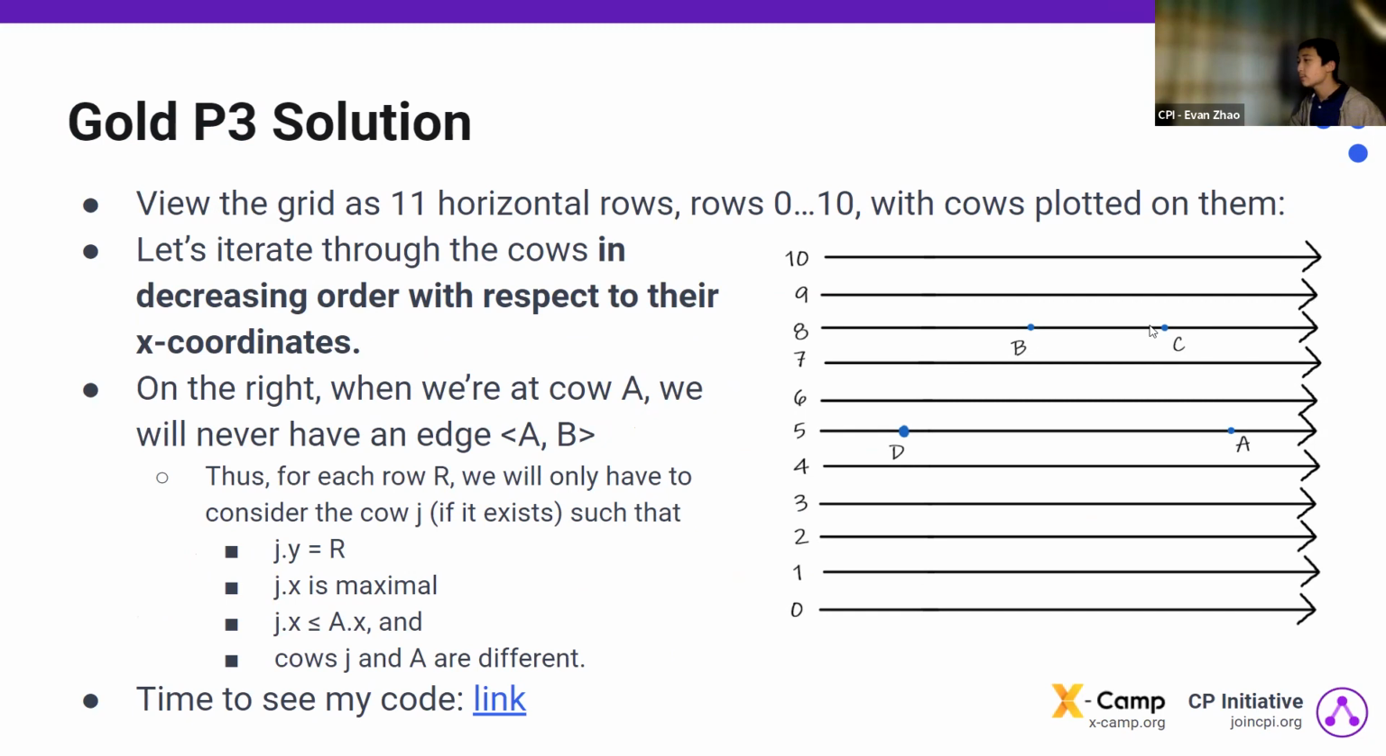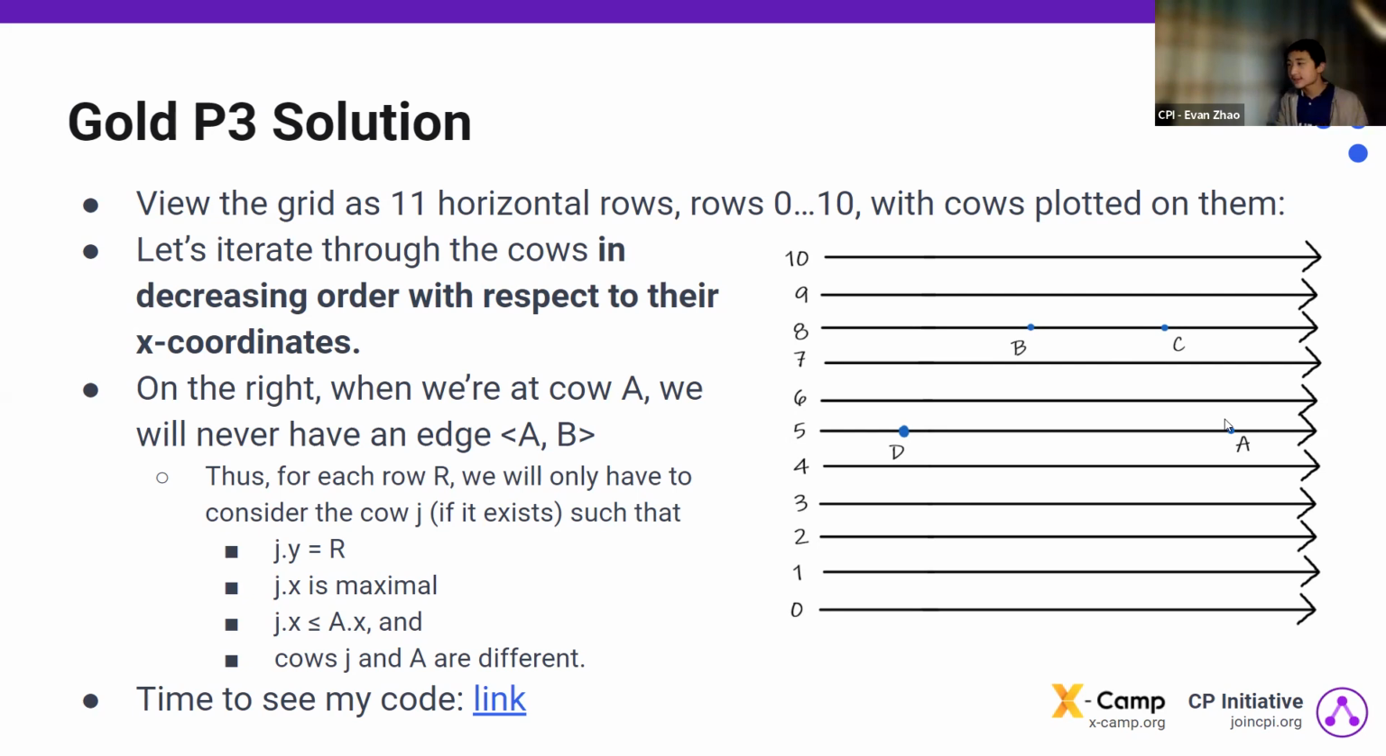For example, on row 8, we will have to construct an edge AC. On row 5, we have to construct an edge AD. Even if there are cows on the left of D, we will never have to consider those cows. For example, if there's a cow E on here, we will never have to construct an edge AE, obviously.